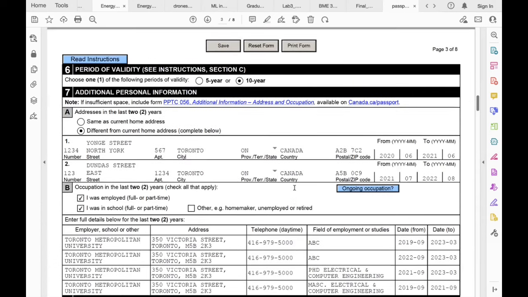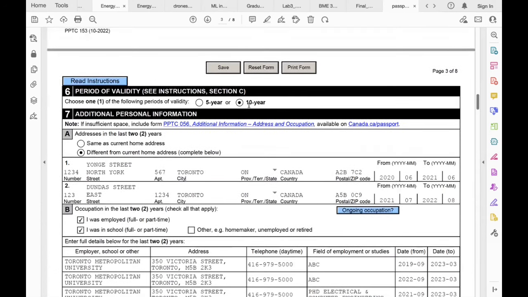Next one, period of validity, 5 years or 10 years. I think only the fee is different, but the number of pages you get in your passport is the same for 5 years and 10 years. I applied for 10 years, so it's 10 years.